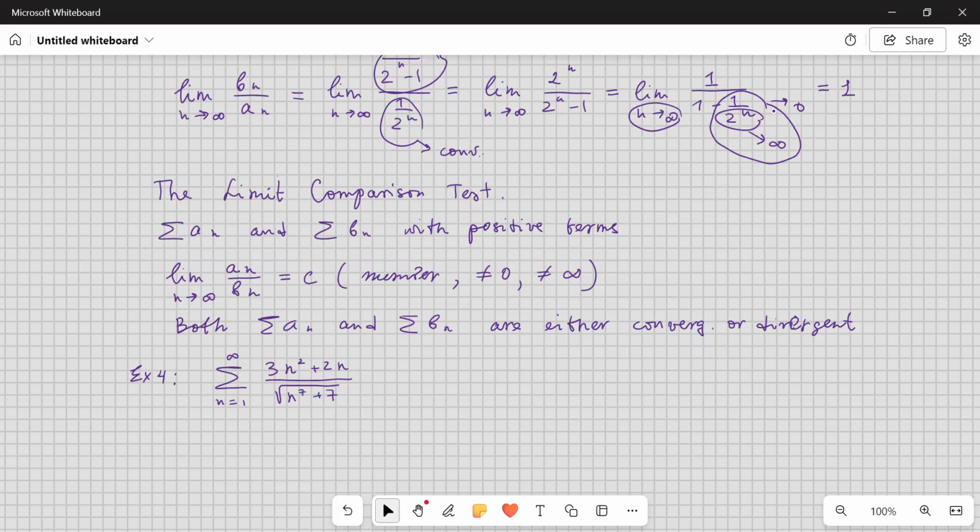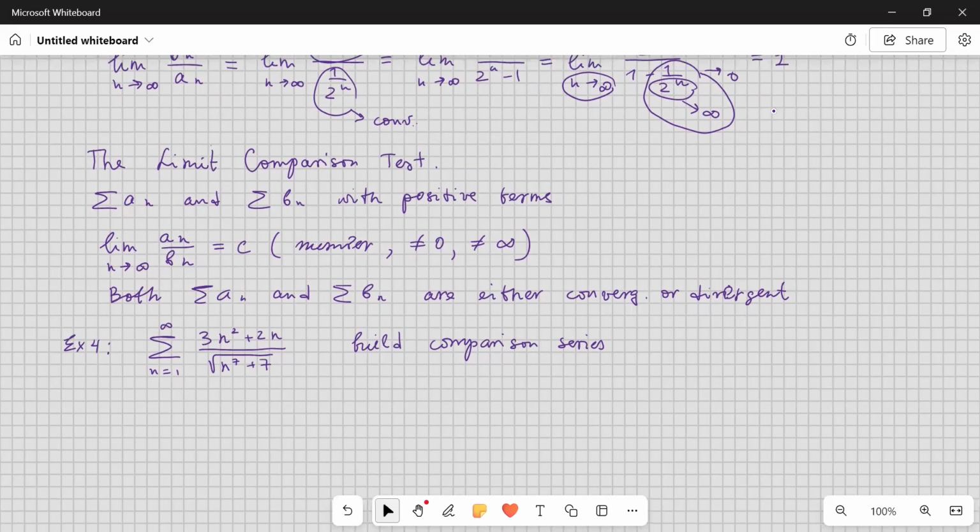What I'm going to do is build a comparison series. How am I going to do it? Watch how I do this. I'm going to keep the highest power of the numerator and the highest power of the denominator. I'm going to label it Bn. The highest power of the numerator is this term, so I'm going to write down 3n squared. For the denominator, the higher power is n to the power of 7, under the square root, so it's the square root of n to the power of 7.